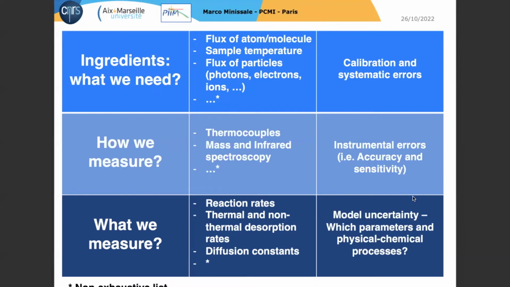Then there is another error that we call the instrumental error, which is given by how we measure the ingredients. For example, if we want to know the sample temperature, we can use a thermocouple, or if we want to probe the particles in the gas or in the solid phase, we have to use some spectroscopy, for example, infrared or mass spectroscopy. These instruments have some accuracy, and so we have some instrumental error given by this kind of measurement.